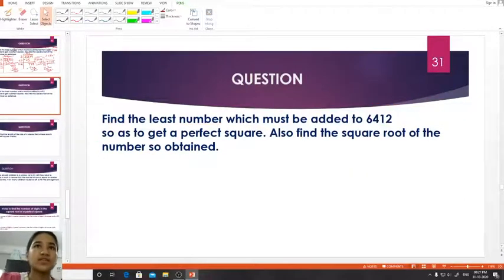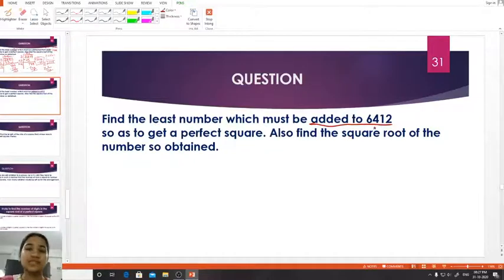The next question states: find the least number which must be added to 6412 so as to get a perfect square. So in the previous question we had subtracted, now we have to add. But you might be thinking that you have to go through the same method and then add the remainder. No, we are not going to do it in a similar way. It has a different step. Let's see what the steps are.